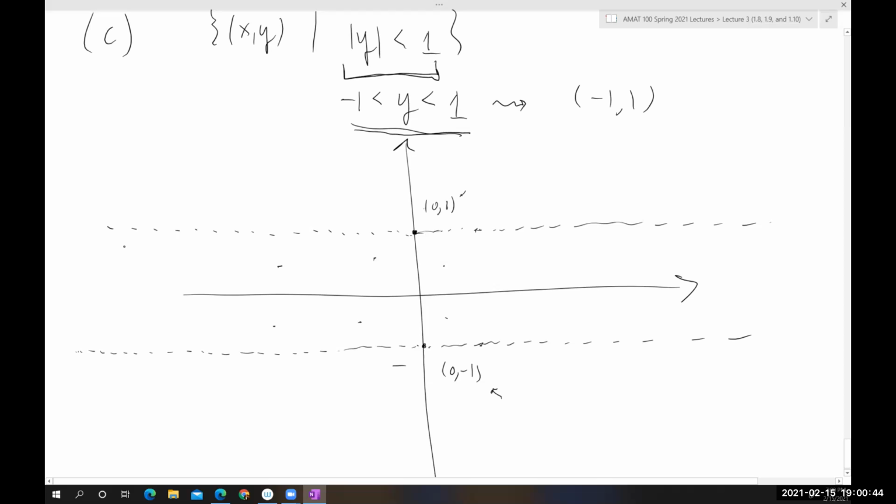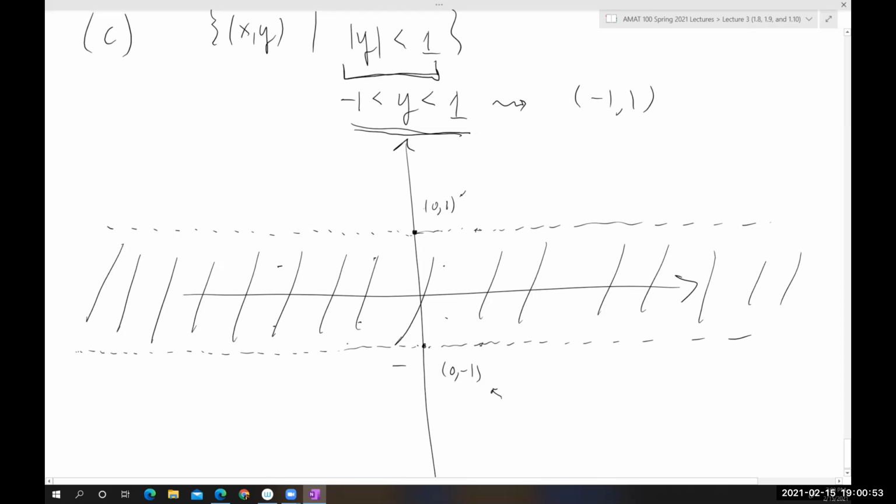So what that means is that the plot of the set will be this. It will be all this region between these two dotted lines. It will be this horizontal strip. It'll be everything between the two horizontal lines, but not including them.